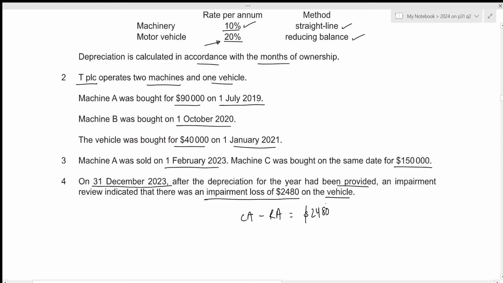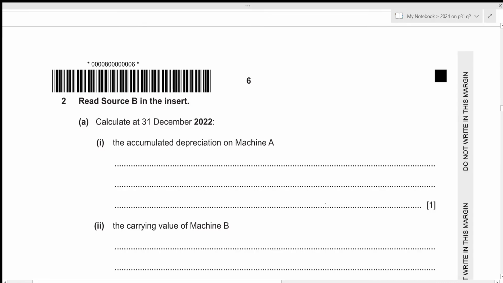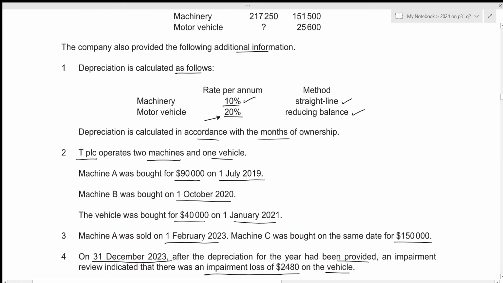Okay, now for the first part of this question, we need to calculate at 31st December 2022 the accumulated depreciation on machine A. Remember, for machine, we are using our straight line method and we need to provide depreciation on a monthly basis. So we can just calculate the months for which machine A was used since its purchase date till the date of 31st December 2022. So that will be for the years 2019, 2020, 2021 and 2022.